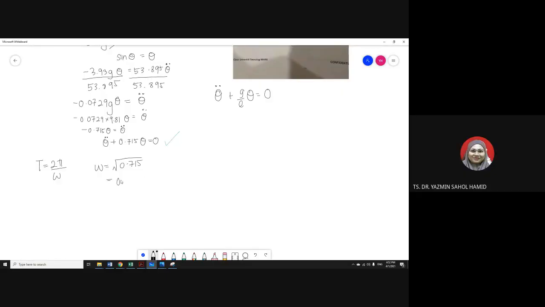0.8455. Okay, 0.8455 radian per second. So then kita boleh calculate the time. So the time taken for the oscillation is, what is the answer? 7.427. Okay, 7.4 seconds lah. Okay, so that is the answer. So this is the answer and that is the answer. Inilah jawapannya. The time taken and the equation of expression.